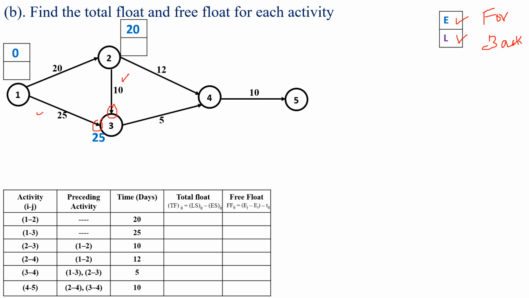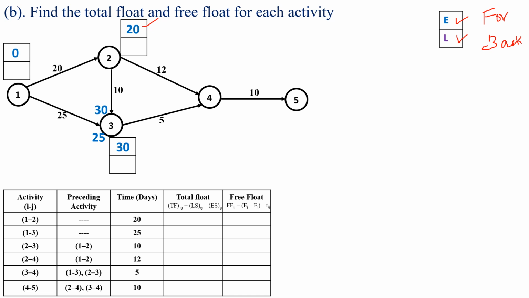Next we have to look at the activity 2 to 3. For the activity 2 to 3, the earliest start time is 20 at the event 2. Then the finish time will become 20 plus 10, which is equal to 30. Event 3 is the merge event for these activities, so the finish time is the maximum of the two. Among 30 and 25, the maximum time is 30. So the earliest finish time at the event 3 is 30.